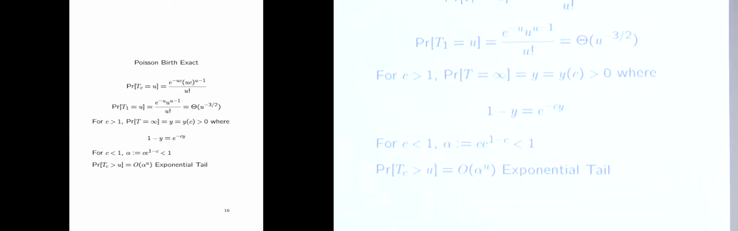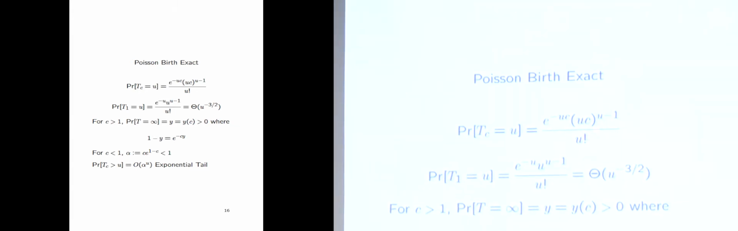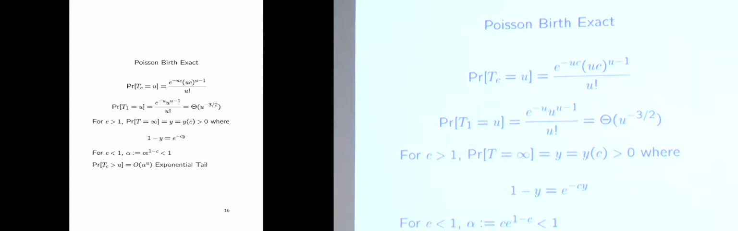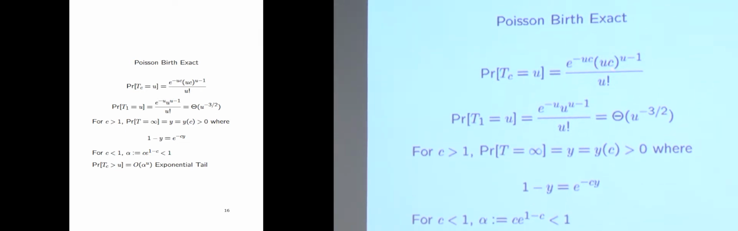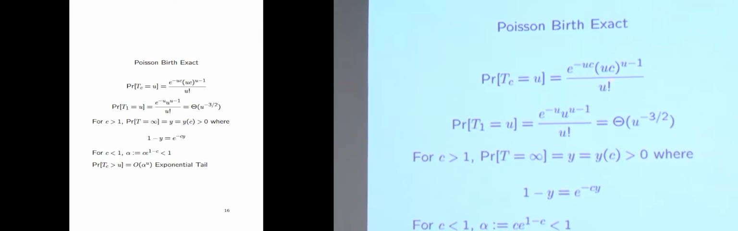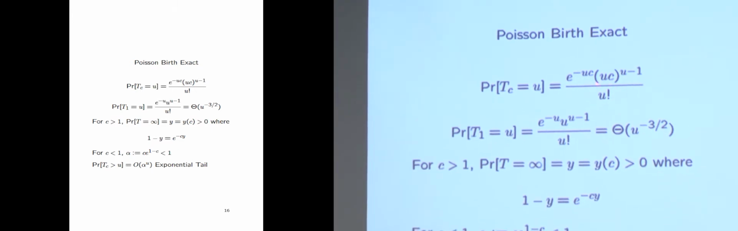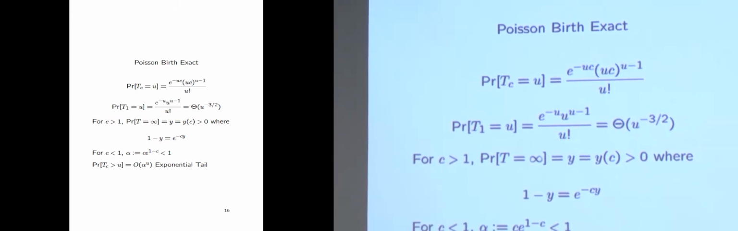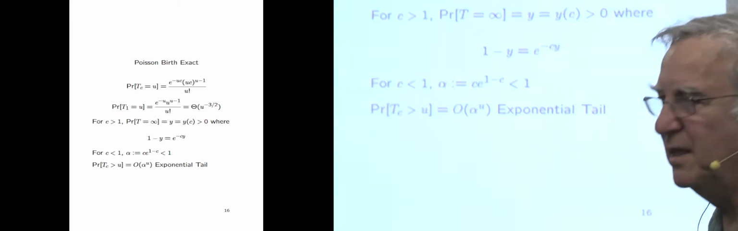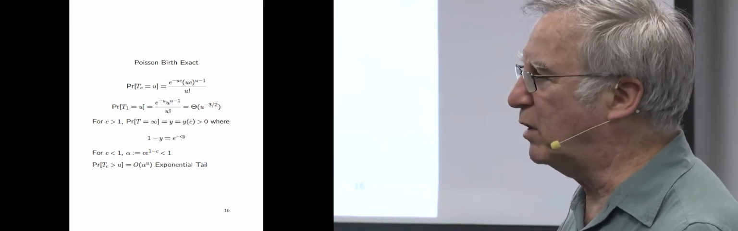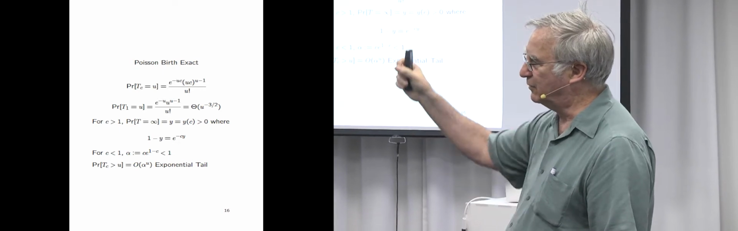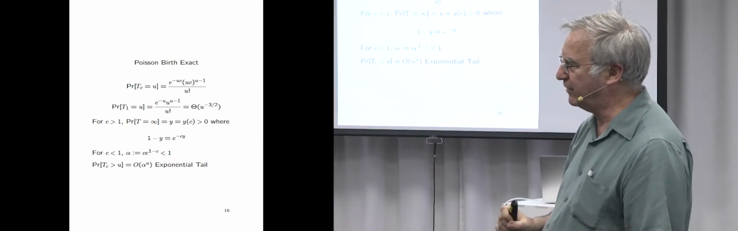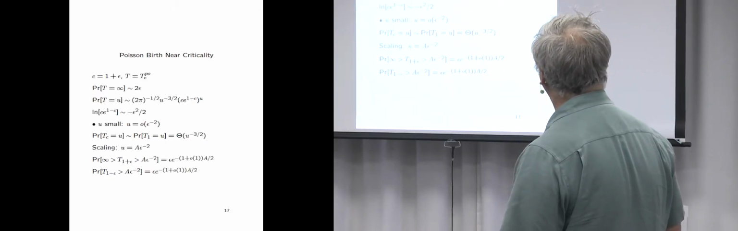Also, for c less than 1, you get c e to the minus c to the u power, and c e to the 1 minus c, because there's an e here. Anyway, for c less than 1, you get an exponential tail. Actually, for c greater than 1, you also get an exponential tail, except that there's a probability that it's infinite. So if you exclude the bump at infinity, it also has an exponential tail.